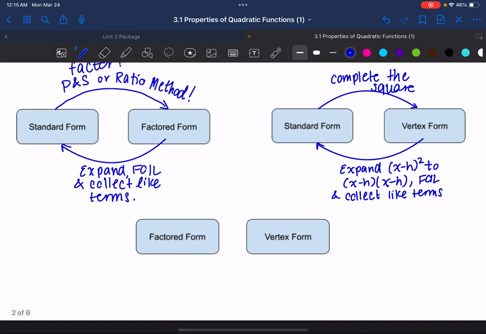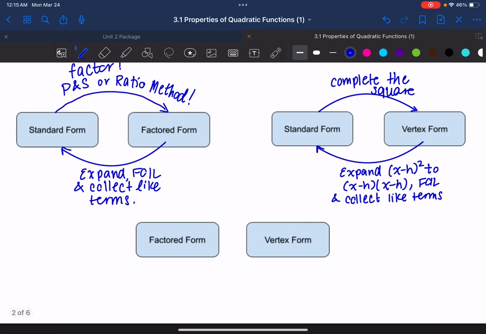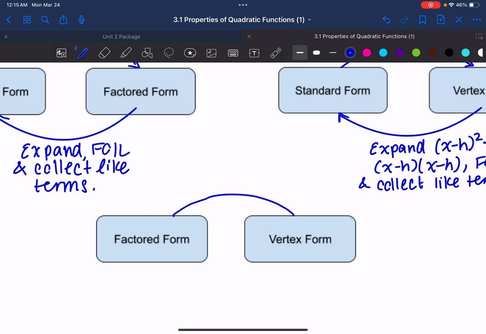And then last but not least, going between factored and vertex. Factored, unfortunately, there's no nice way to go about it. We would have to expand the brackets to get into standard form, and then FOIL and collect like terms. So no nice way to go about it.